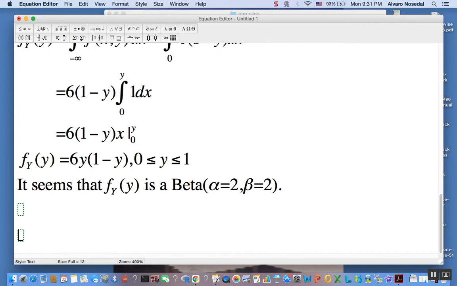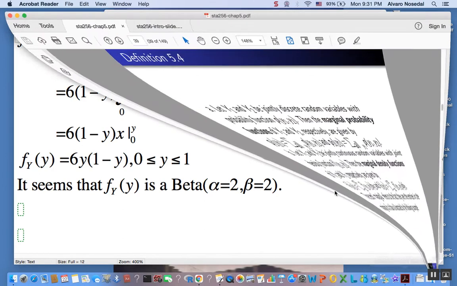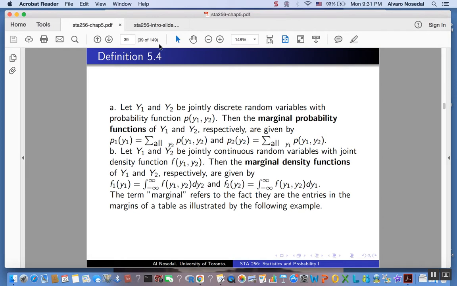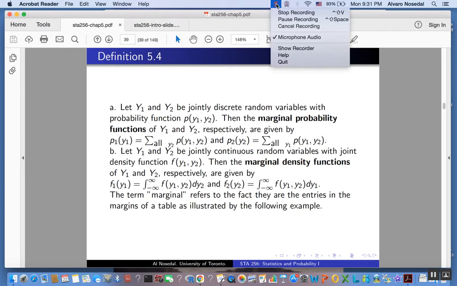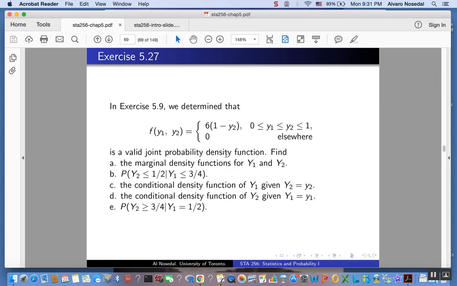Okay. The other part that we wanted was finding a probability. I think it's okay. Let me just look for that slide with our problem. Okay, found it. So slide 69 has, you know, our problem. So part B is finding this probability, the probability that y2 is less than or equal to 1/2 given that y1 is less than or equal to 3/4. Okay, so let's write that down.